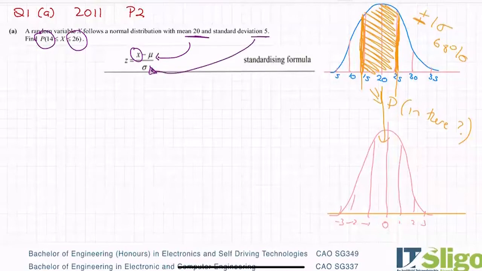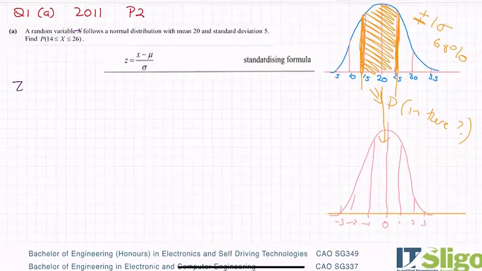By subtracting the mean off it and dividing by the standard deviation, when I do 14, for example, I'm really saying, well, how far away are you from the mean? That's the subtraction part. And how many standard deviations exactly is that? Let's see what that looks like when we put them into the formula.